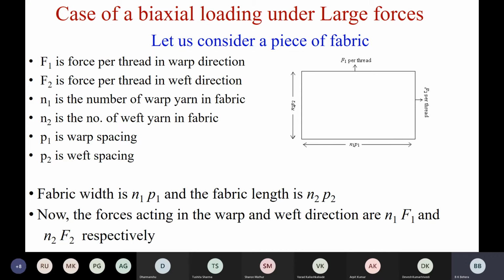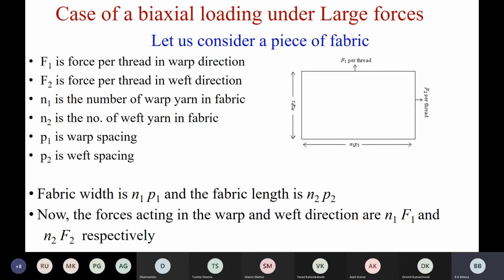So fabric width is N1 into P1. We have in this fabric sample, which you see here, a piece of fabric. In this fabric, N1 is the number of warp, N2 is the number of weft, P1 is warp spacing, P2 is weft spacing. So what will be width of the fabric? N1 into P1. And what will be length of this fabric? N2 into P2. So we got length and breadth.